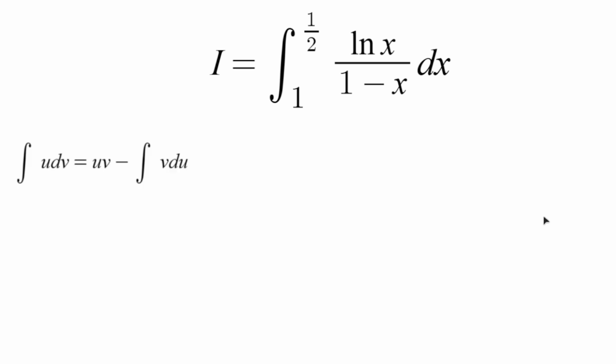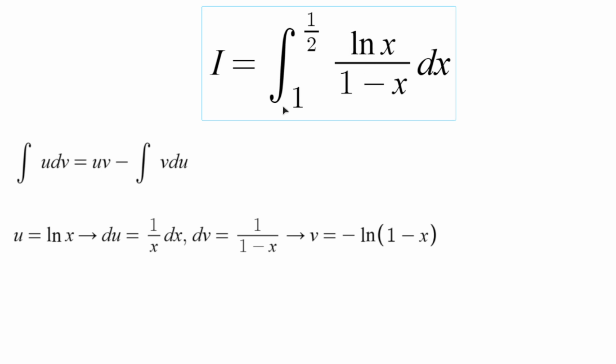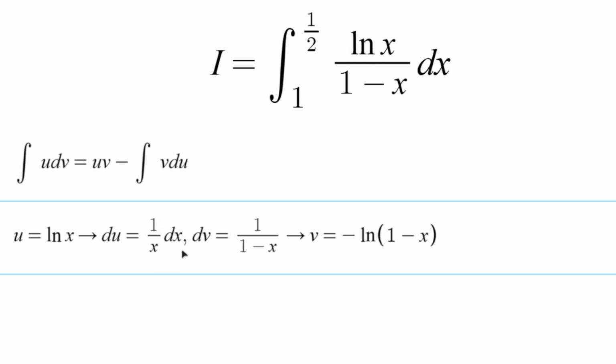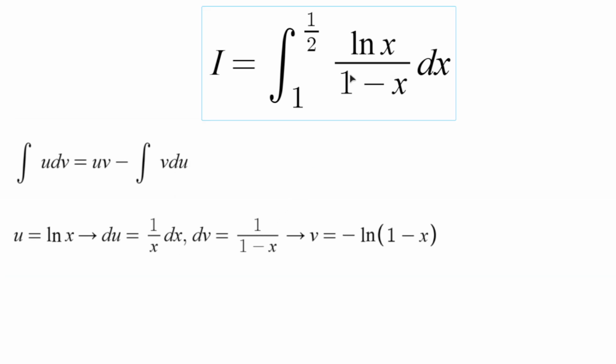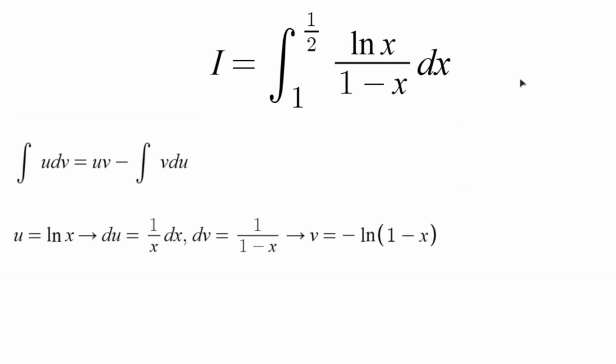So our first step here is we're going to use integration by parts. And that's the standard integration by parts formula right there. And we're going to let our u equal this natural log x part right here, implying that our du is 1 over x dx, and our dv is going to be the rest of it. It's 1 over 1 minus x. That implies that v is negative natural log 1 minus x.